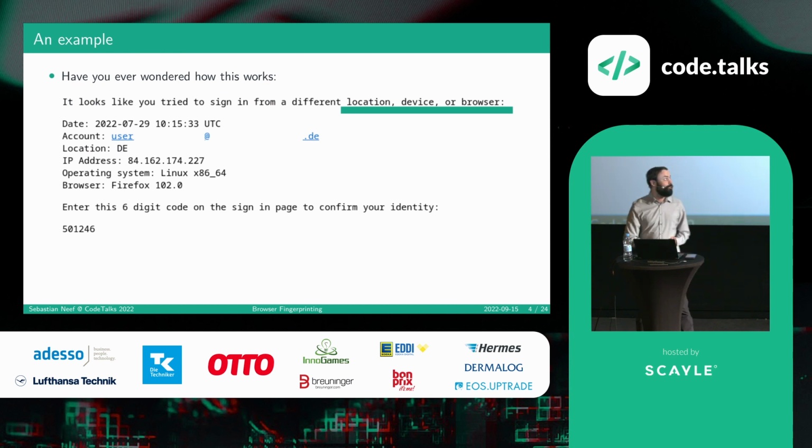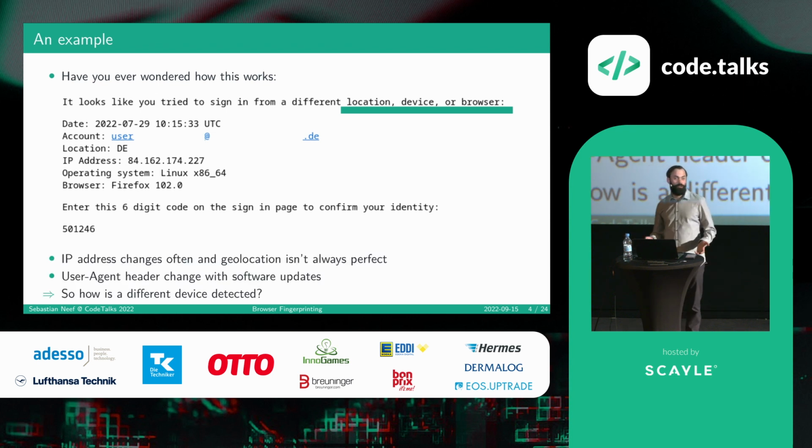So I believe many of you might have received such emails. You log into one service, and then you get an email. You have to type in this code to continue with your login flow. And you might have wondered, why did that happen? You might see the hint. You logged in from a different location, from a different device or a different browser. And you see things like the IP address, your operating system, your browser version, and of course the code you have to enter. So why is that, and what is happening in the background?